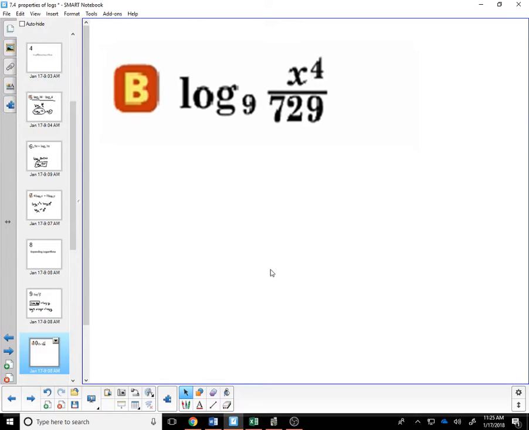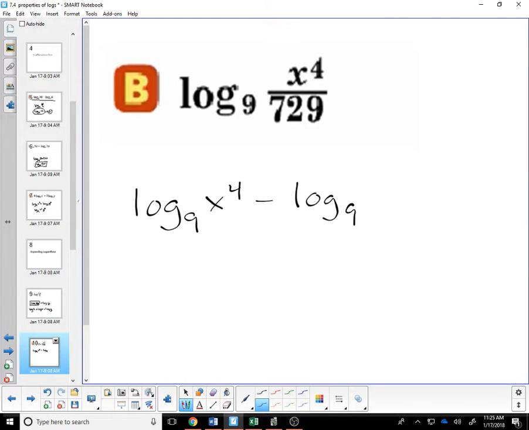All right, question goes to Faith. So I got log base 9 of x to the 4 minus log base 9 of 729. Okay, what else did you do? As far as you got?